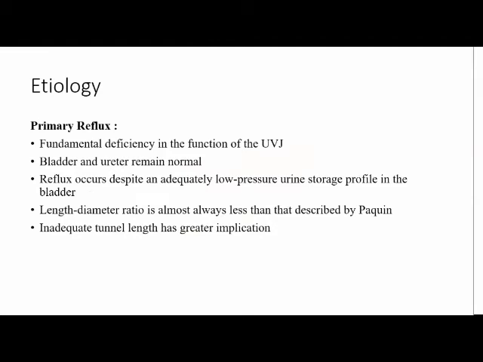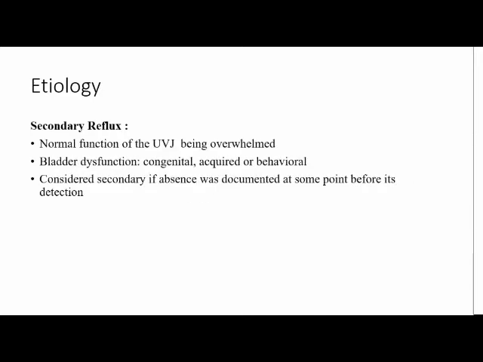Coming to the etiology, primary reflux is due to a fundamental deficiency in the function of the UV junction. The bladder and the ureter remain normal. The reflux occurs despite an adequately low pressure urine storage profile in the bladder. Length diameter ratio is almost always less than that described by Paquin, as already mentioned. Inadequate tunnel length has greater implication.